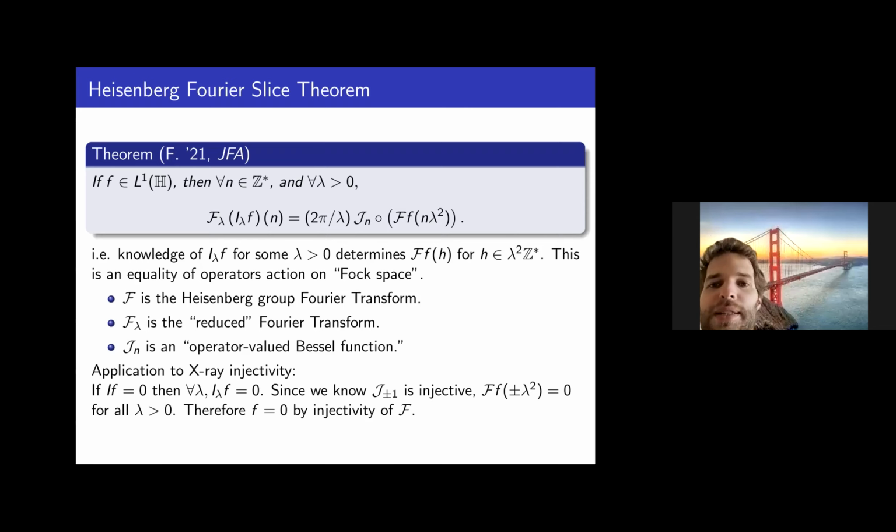But the idea is that knowledge of the X-ray transform of some function f with respect to some fixed charge lambda tells you the Fourier transform of f on some integer lattice that scales according to lambda. So the more lambdas we have, the more discrete samples we have in Fourier space, and so once we have enough sufficiently small lambdas, we can recover this function. So let me just define some of these terms that you're seeing here.